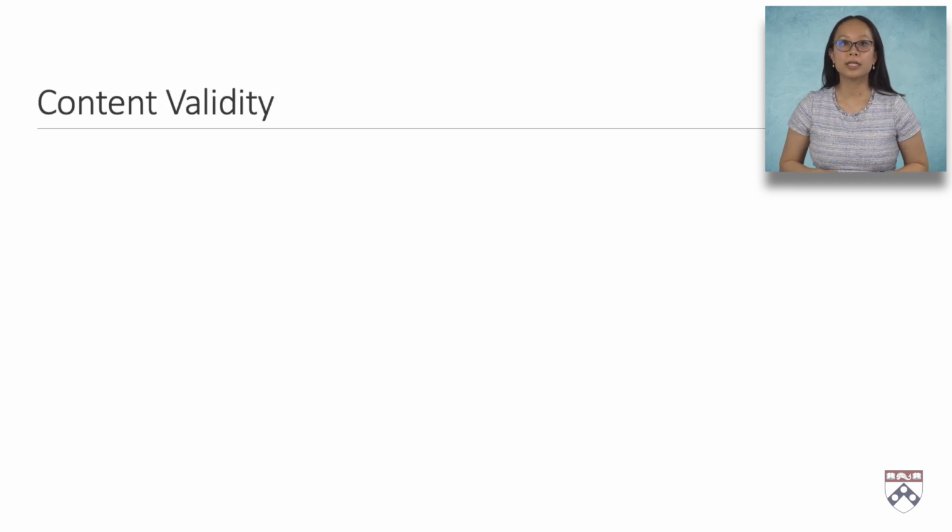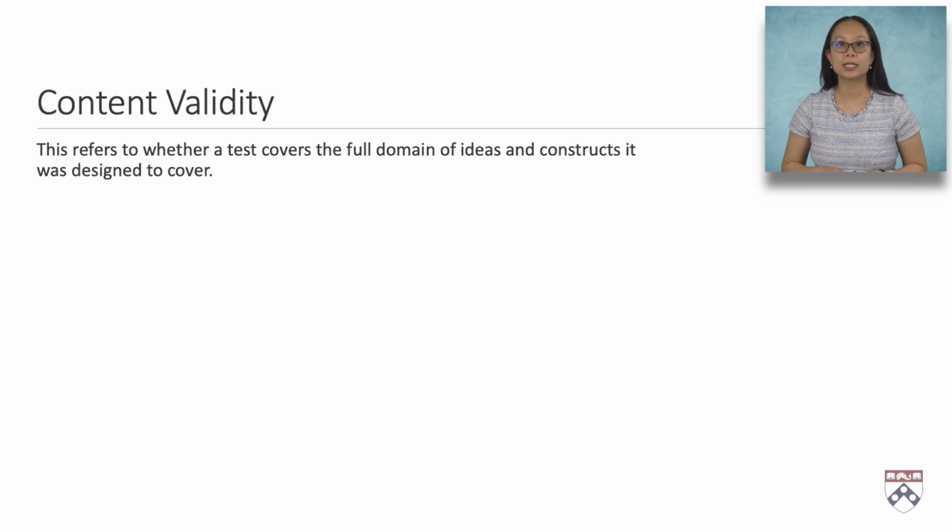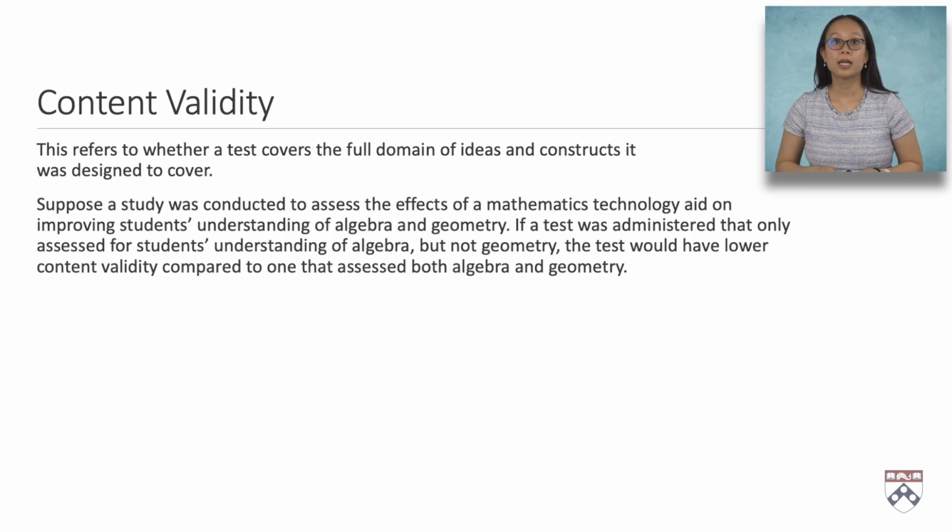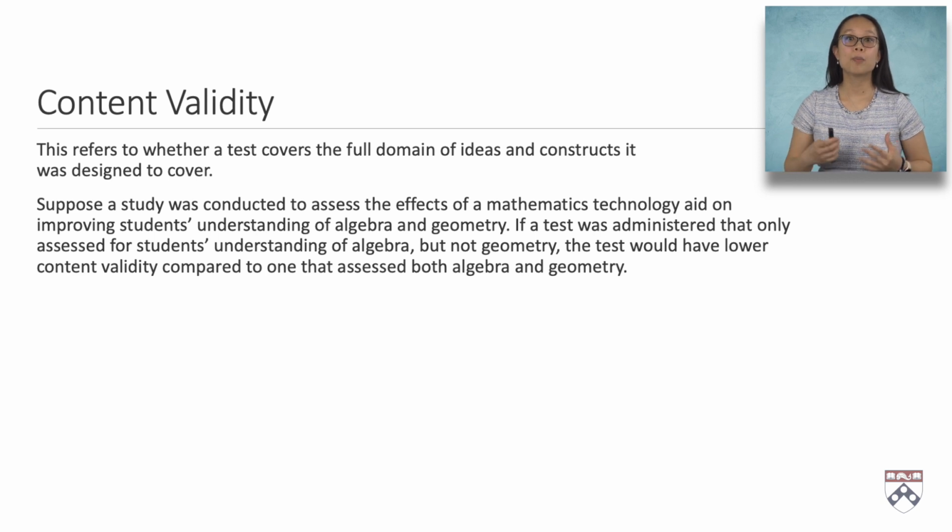And then finally, content validity refers to whether a test covers the full domain of ideas and constructs it was designed to cover. And here, suppose a study was conducted to assess the effects of a mathematics technology aid on improving students' understanding of algebra and geometry. Now, if the test was administered that only assessed for students' understanding of algebra but not geometry, then the test would have lower content validity compared to one that was more holistically covering both of the topics of algebra and geometry. And this is also related to the idea of construct validity, in which we are trying to design or to assess whether a tool or a model or a test is actually measuring what we want it to measure.